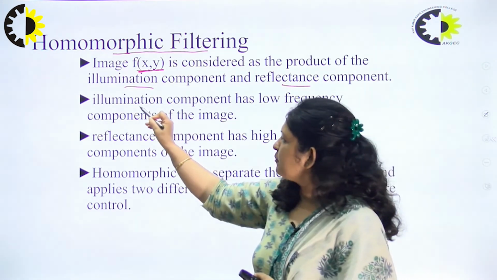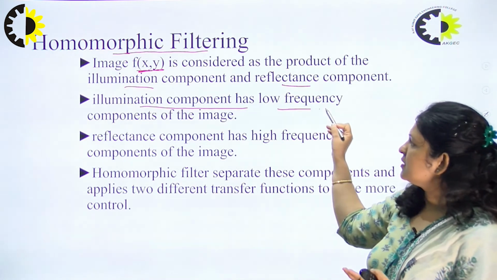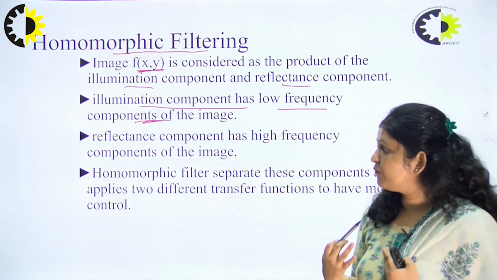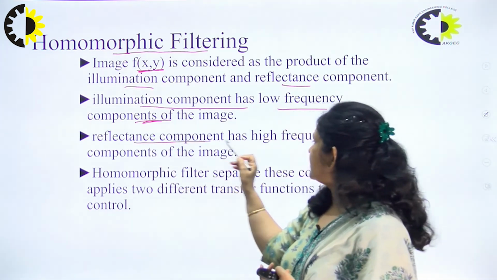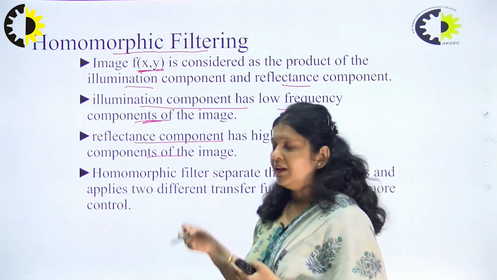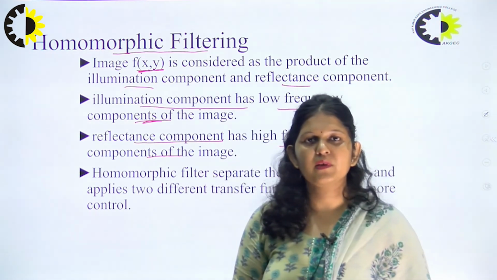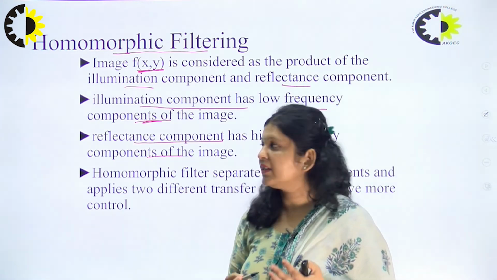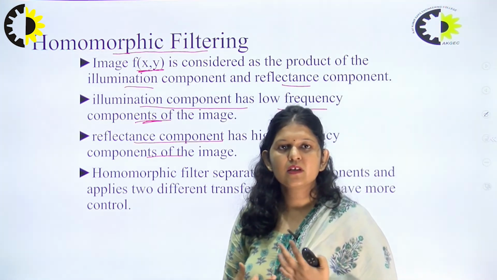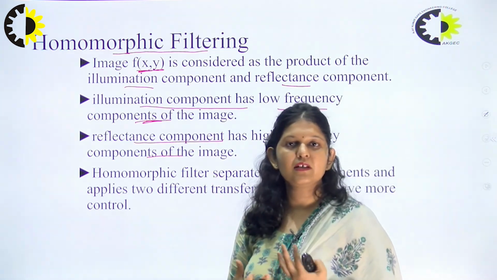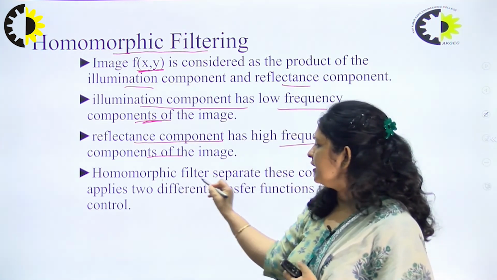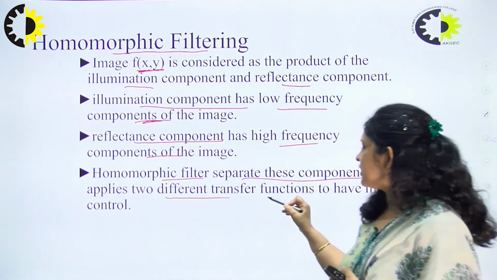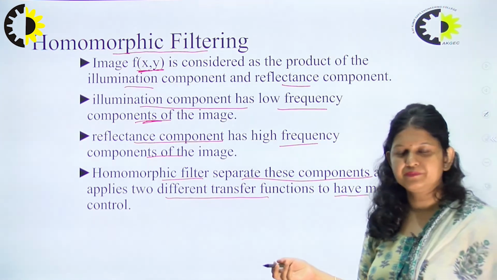Just remember this: the illumination component represents the low frequency components of the image, and the reflectance component represents the high frequency components. While working in the frequency domain, the computations reduce and we can get the desired values if we work on these components individually. So homomorphic filtering separates these components and applies two different transfer functions to have more control.